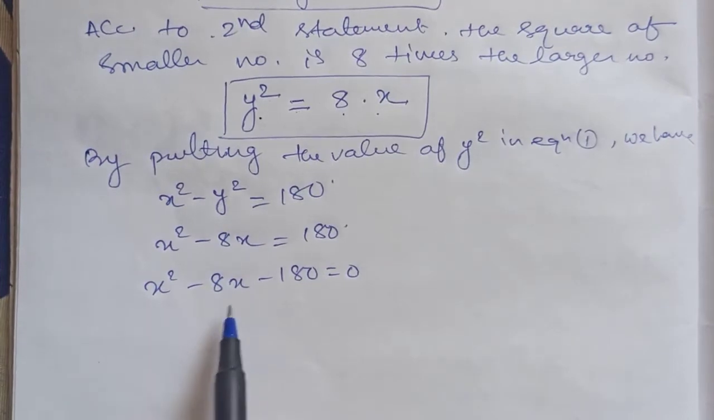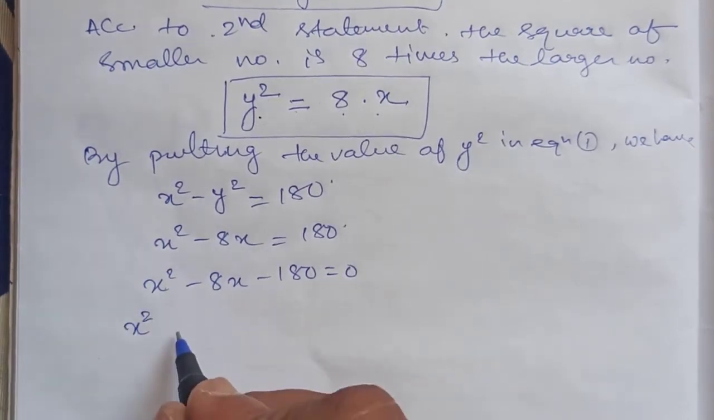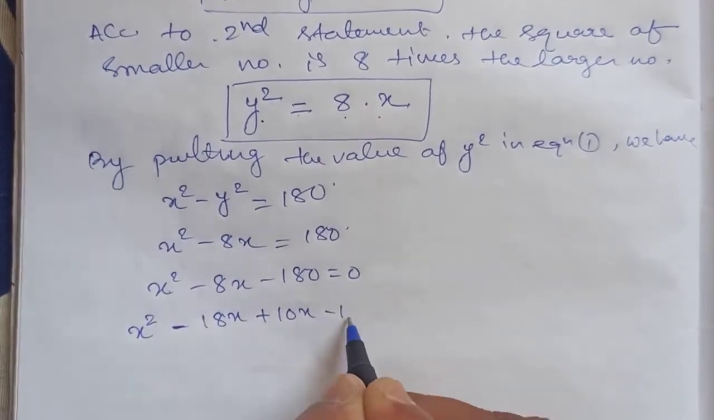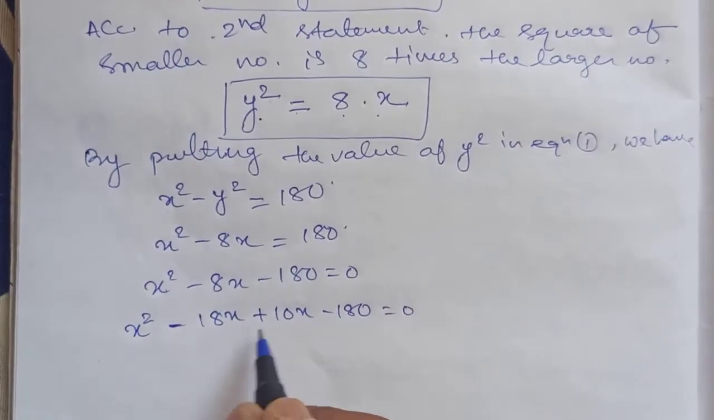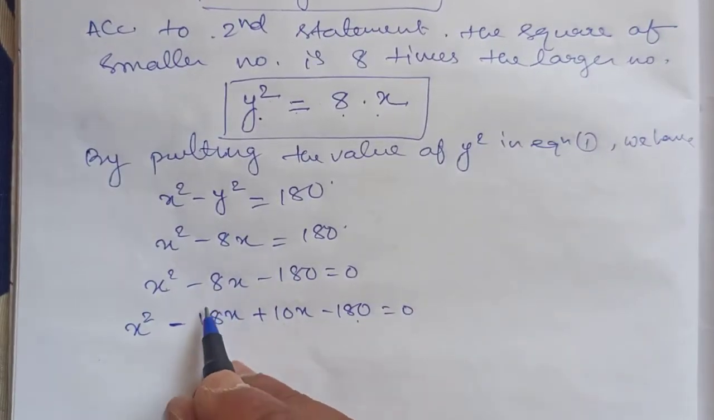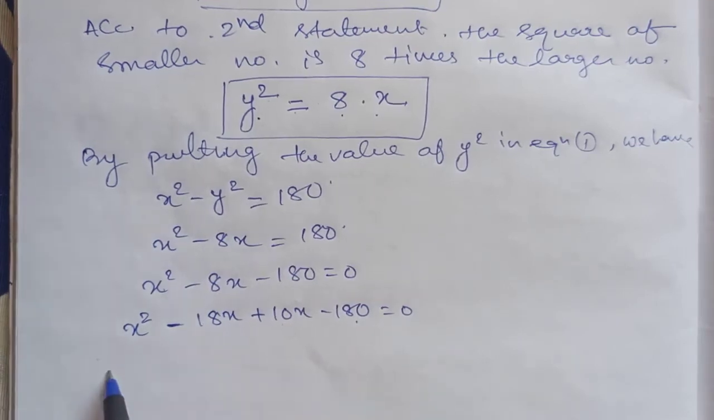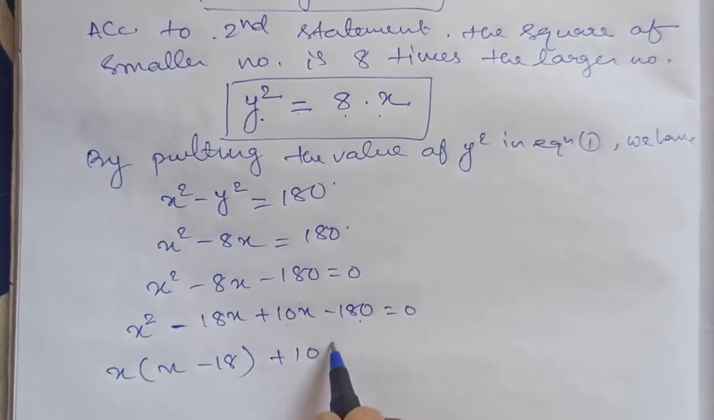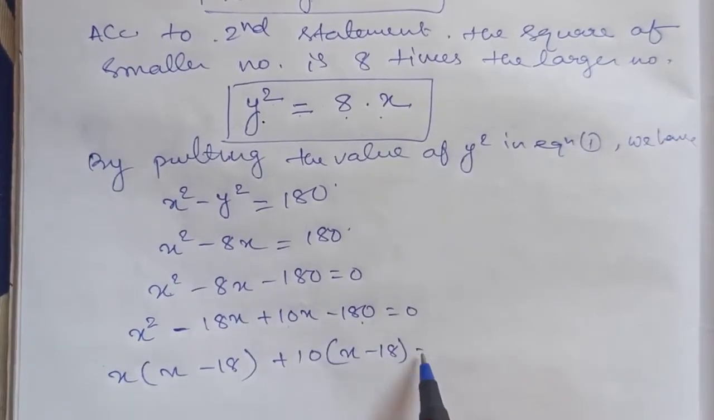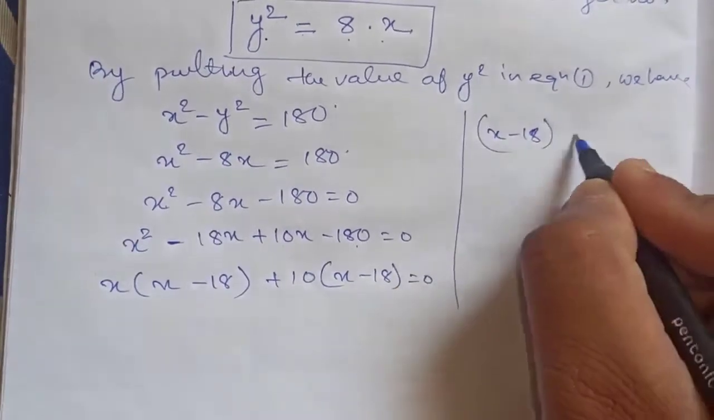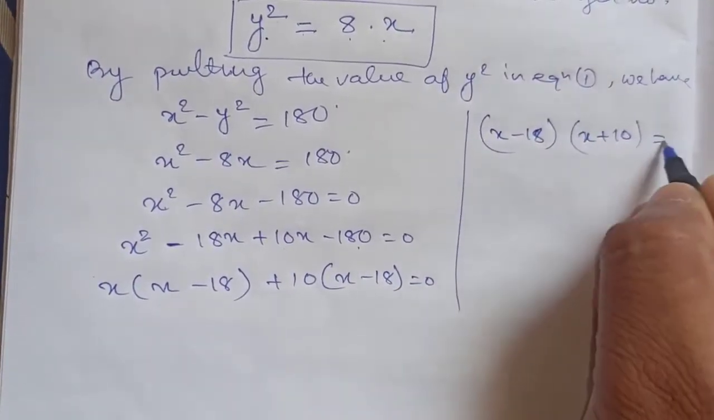Now we will split the middle term. So 8x can be written as x square as it is, minus 18x plus 10x, minus 180 equals 0. Why? 18 tens are 180 and 18 minus 10 is 8. Minus sign for the bigger number. Now take x common: x minus 18, plus take 10 common: x minus 18. The two factors are x minus 18 and x plus 10 equals 0.